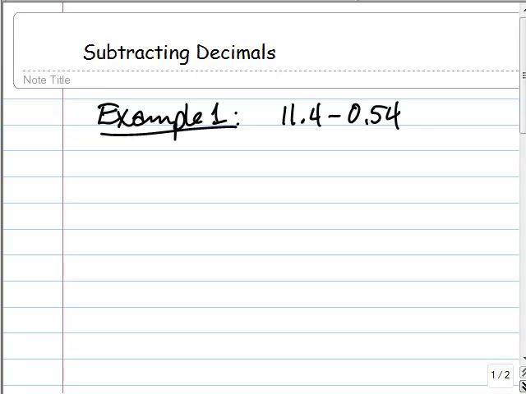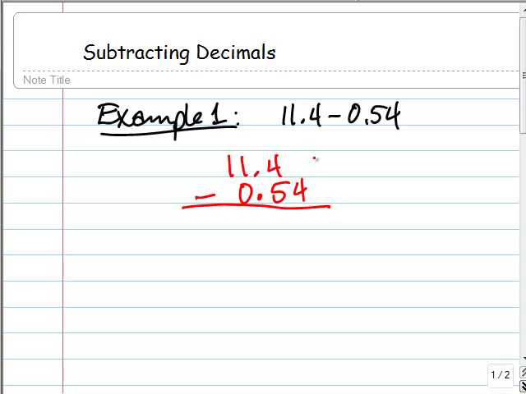Here are a couple of simple subtraction problems with decimals. We have 11.4 minus 0.54. So let's write that vertically and line up the decimals when you write it.